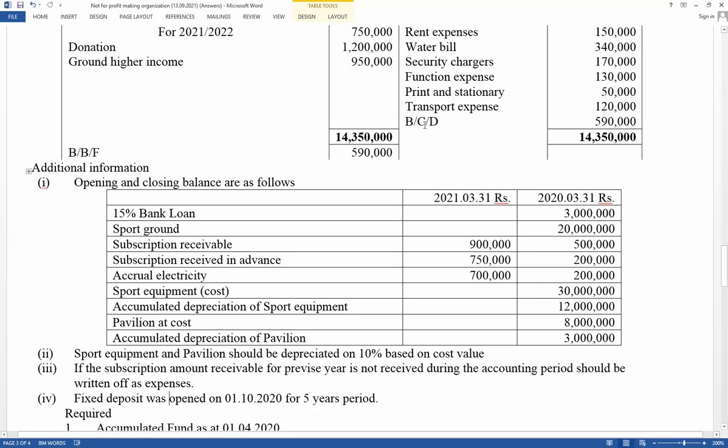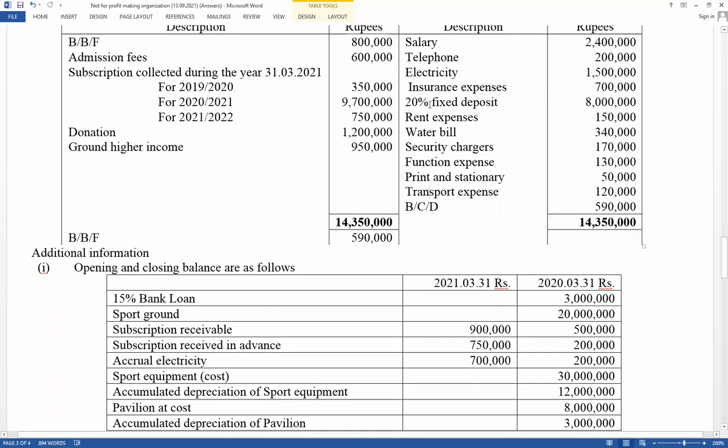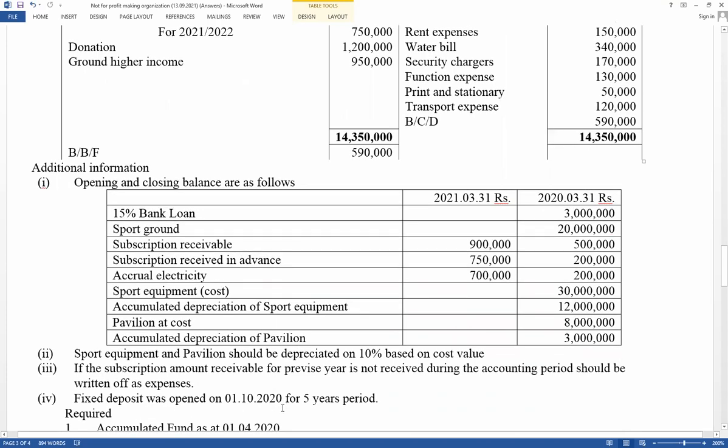It has given on the cash account credit side the deposited value. But when we are going to calculate fixed deposit interest income, try to recognize how many months available during the accounting period. Therefore, it has given the deposited date also. Right. Those are the normal information available in the sport club.